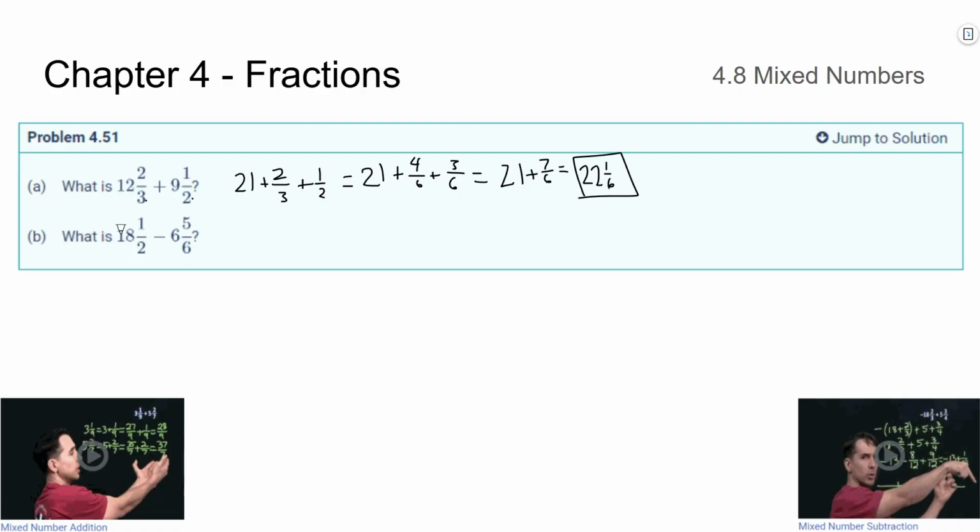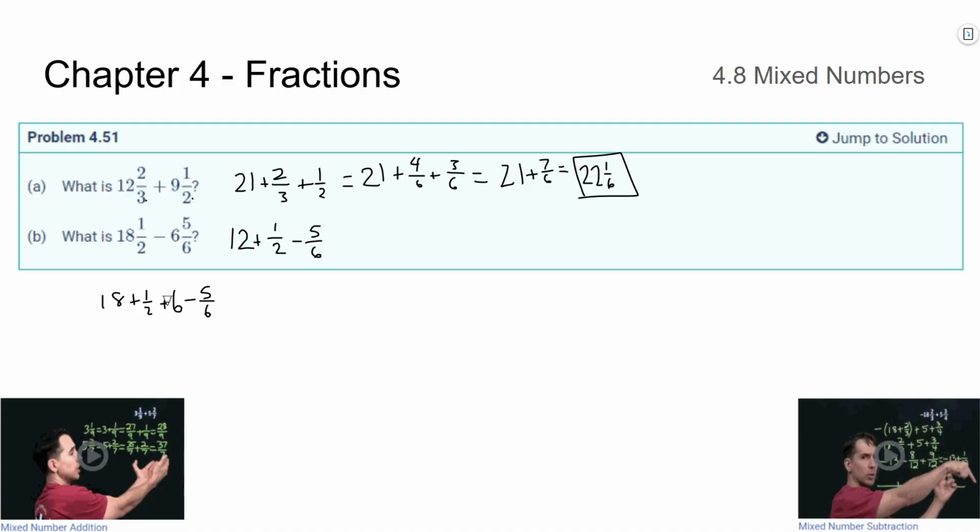Okay. And this next one. So again, we can subtract the integer parts. So 18 minus 6 would be 12. And we have plus 1/2. But remember, this is a minus 6 minus 5/6. So there's going to be minus 5/6.